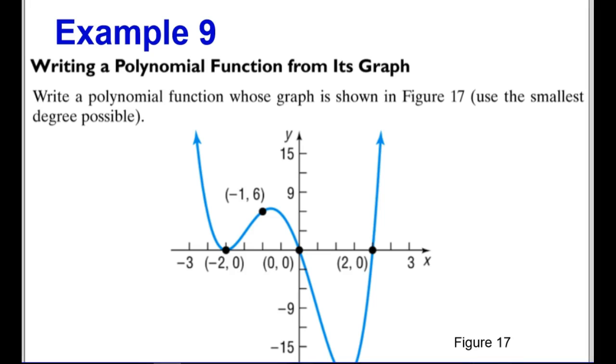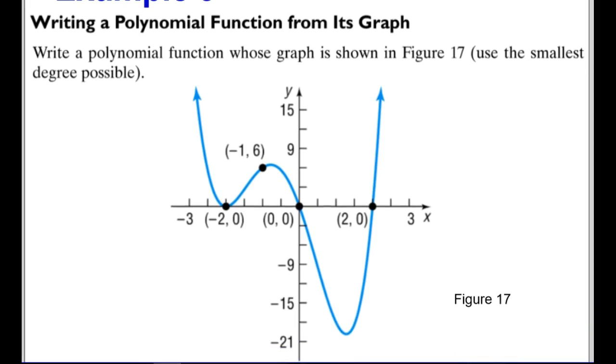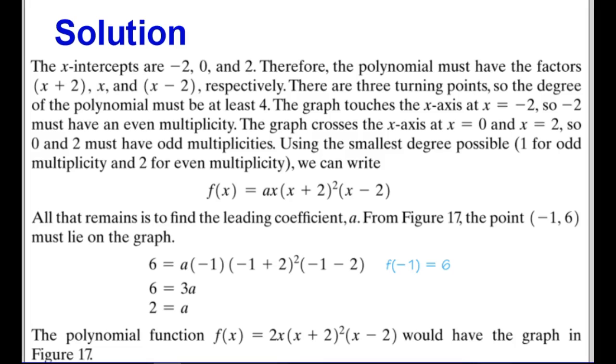So now we're going to be writing a polynomial function from the graph and what information I'm given. Okay, so I want to use the smallest degree possible. So the first thing I look at is all of my intercepts, which I have at (-2, 0), (0, 0), and (2, 0), and then I'm given this extra point as well. Okay, so first I start with my x-intercepts. So I know that my factors are going to be x plus 2, x, and x minus 2.